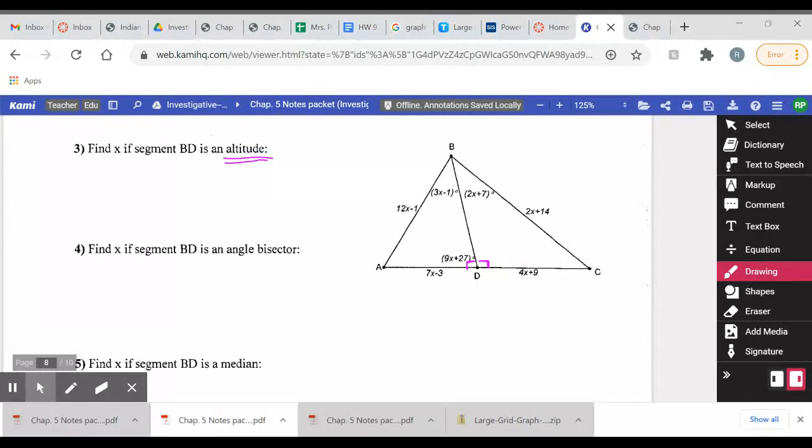So if I do that, I've got 9x plus 27 is equal to 90. If I go ahead and subtract 27 from both sides, I end up with 9x is equal to 63. And if I go ahead and solve for that, dividing by 9 on each side, I end up with x is equal to 7. Sometimes they might ask you to plug back in to find something else, but in this case, all it's asking for is to figure out what x is.